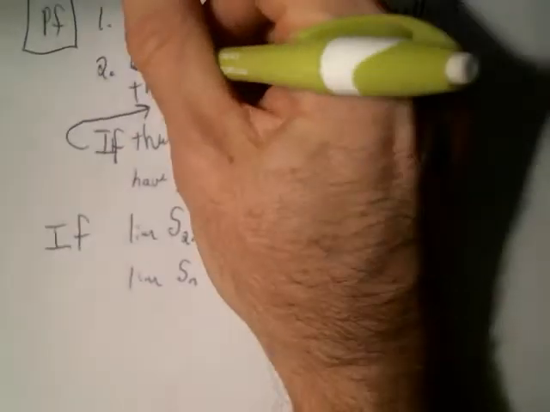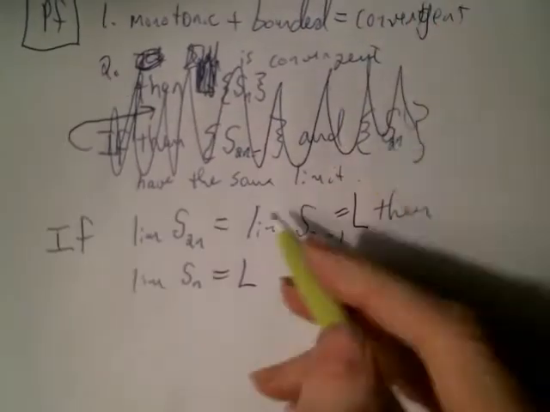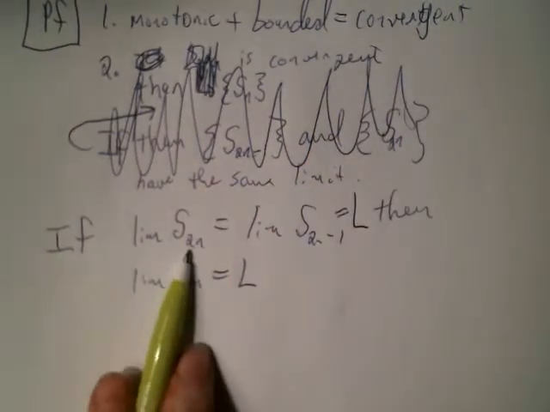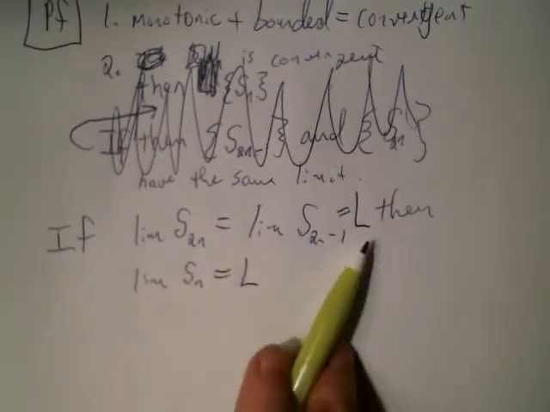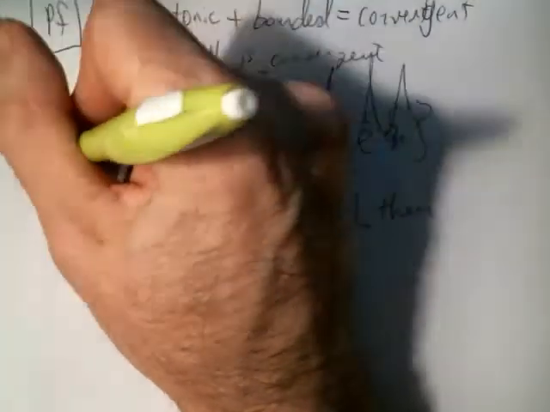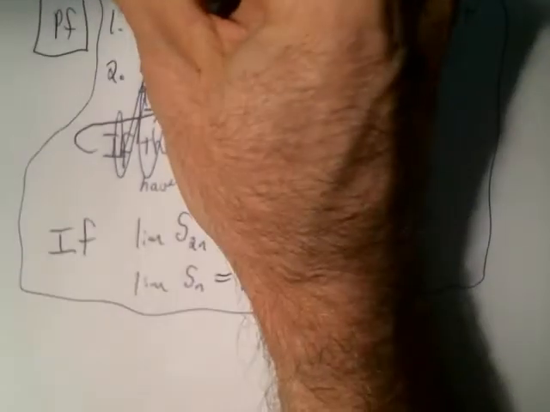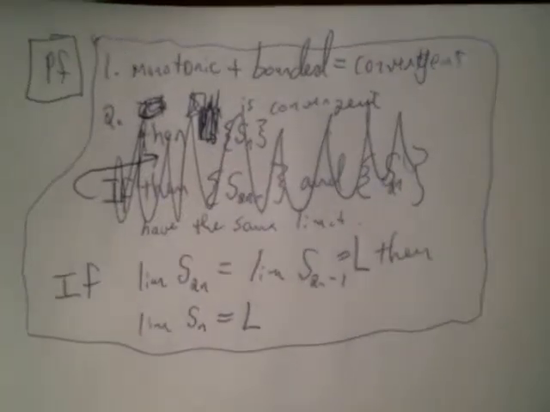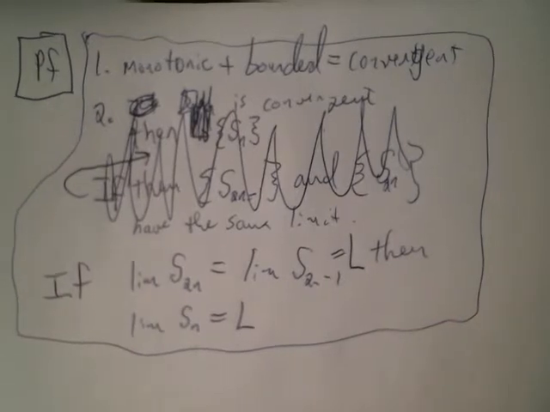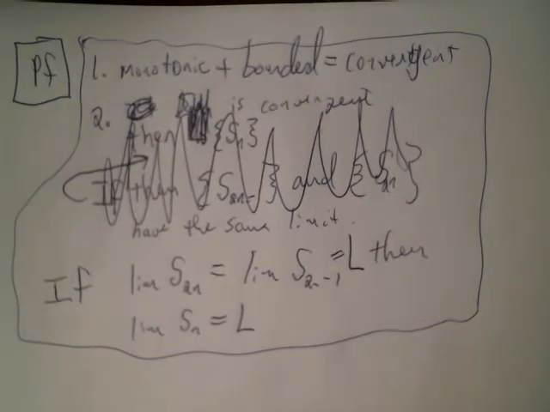So anyways, long story short, we need these two facts. We need the fact that monotonic and bounded equals convergent. We also need the fact that if the limit of the odds and the limit of the evens equal the same thing, then the sequence itself is convergent and it equals some number L. Okay. So finally then, that's the prerequisite information that's probably missing from the book and from my lectures and from your education. Let's get into the proof now.